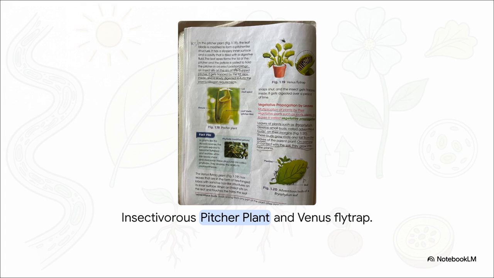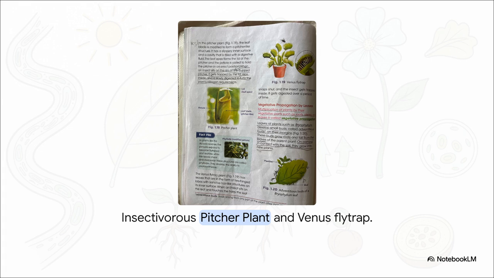Now, here is where things get wild. What happens when a plant lives in soil that is terribly deficient in nutrients, specifically nitrogen? Well, it has to find food somewhere else. Enter the insectivorous plants. These plants modify their leaves into deadly, highly sophisticated traps to hunt insects. The Venus flytrap uses these hinged, hair-triggered leaves that snap shut in a fraction of a second.